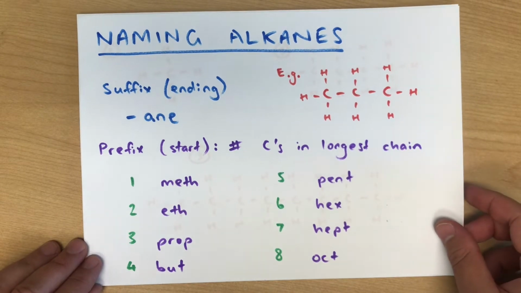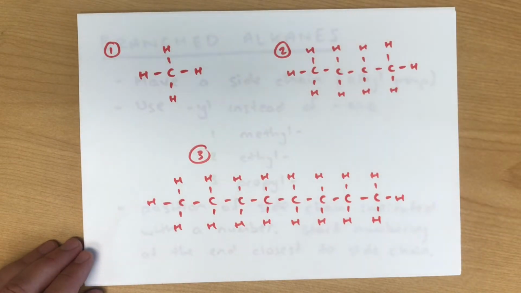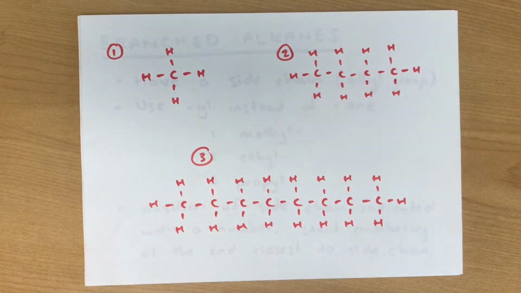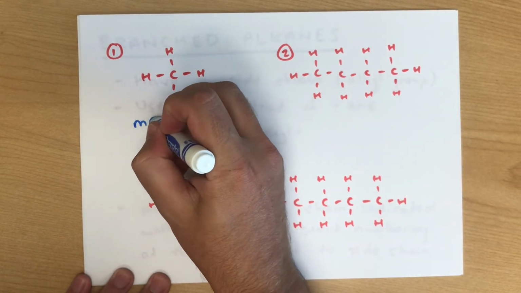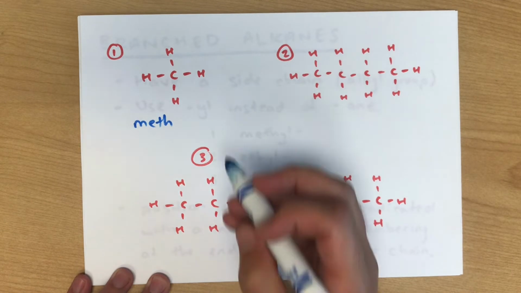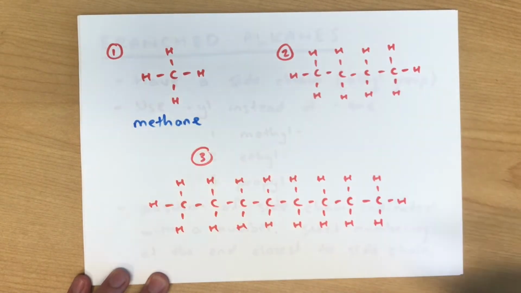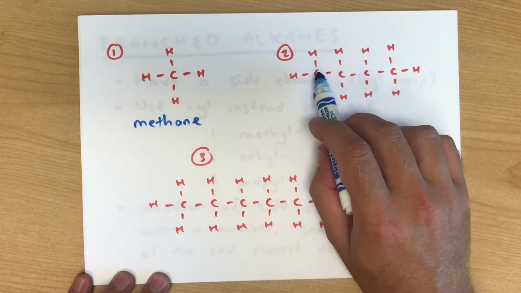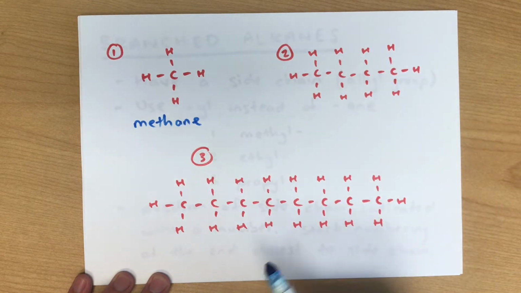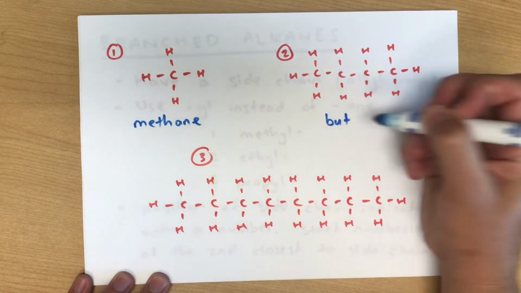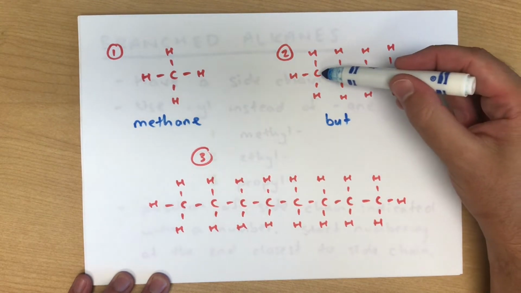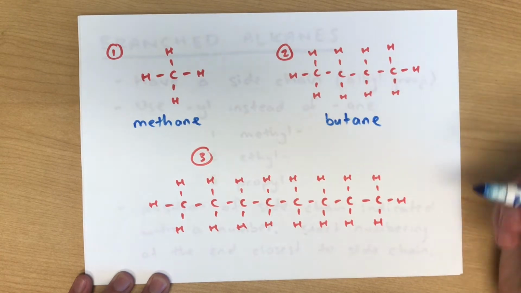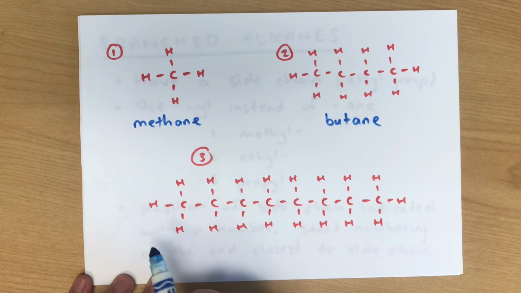Let's look at some more complex examples. For the first one, our carbon chain only has 1 carbon, therefore we are going to use the prefix meth. Because it's an alkane, the suffix will always be ane, therefore this molecule is methane. Example number 2, our longest carbon chain is 1, 2, 3, 4. Therefore our prefix will be but. Because it's an alkane, only having carbon-to-carbon single bonds and carbon-to-hydrogen bonds, it's going to have the suffix -ane. So that's butane.